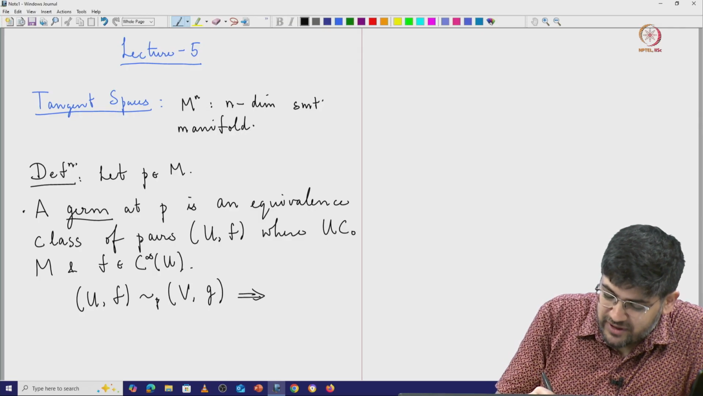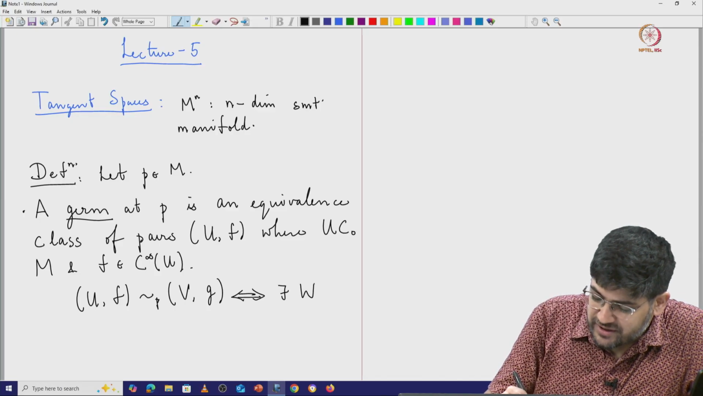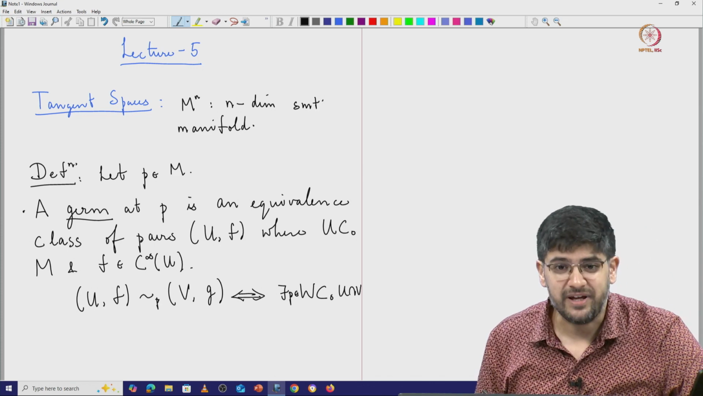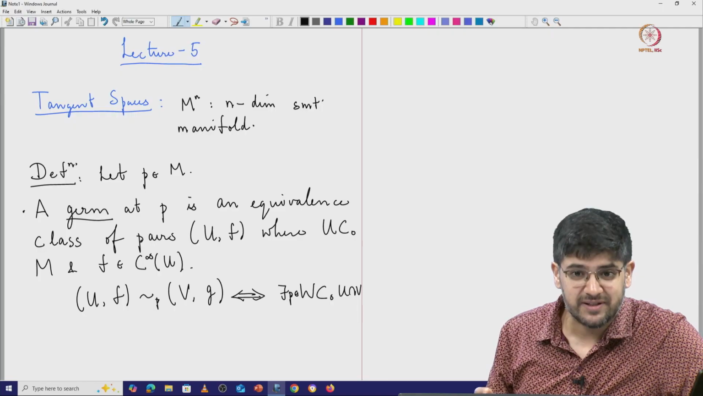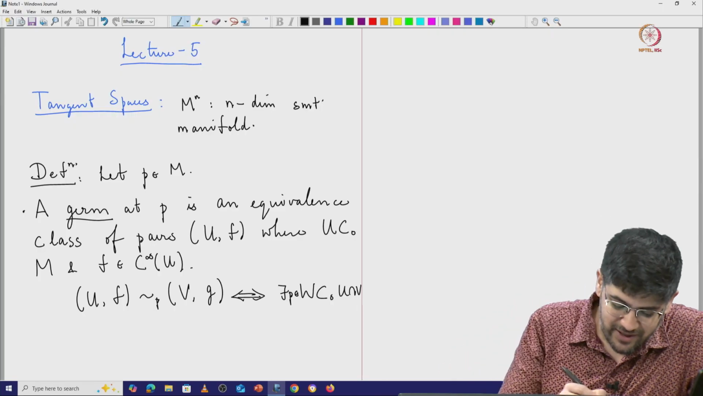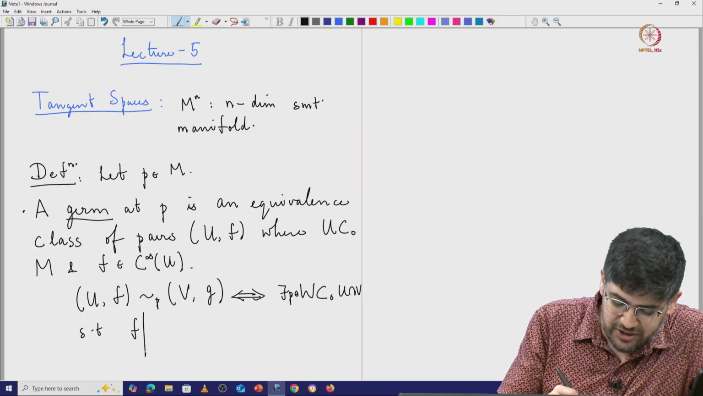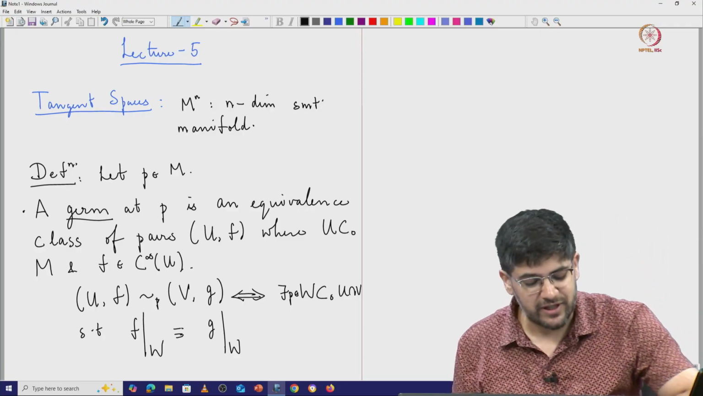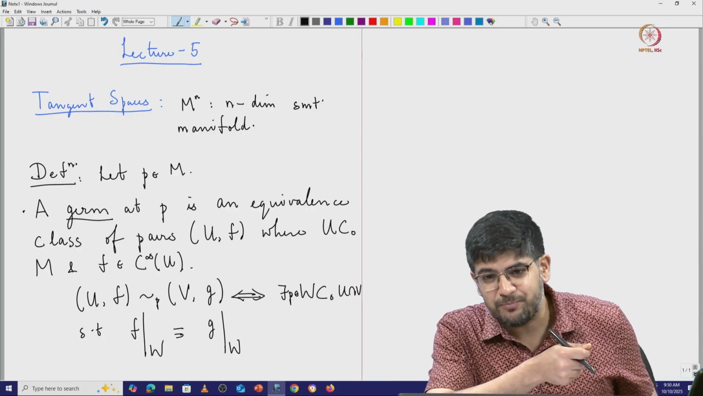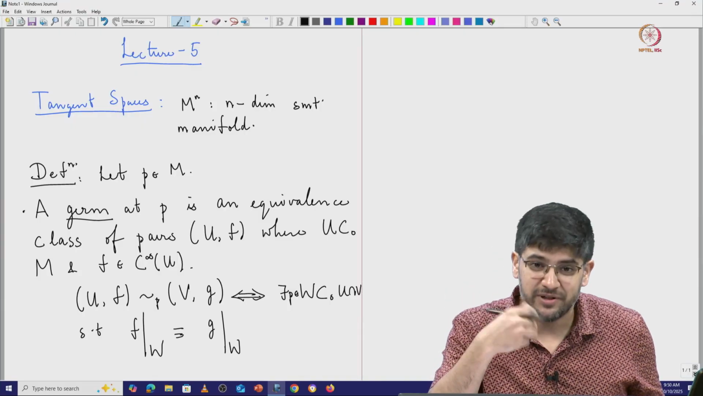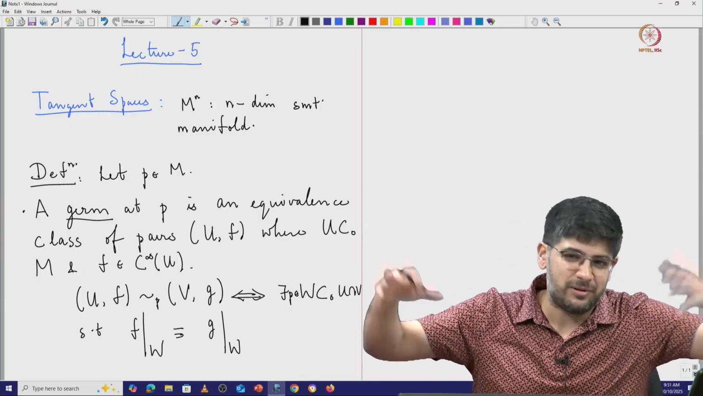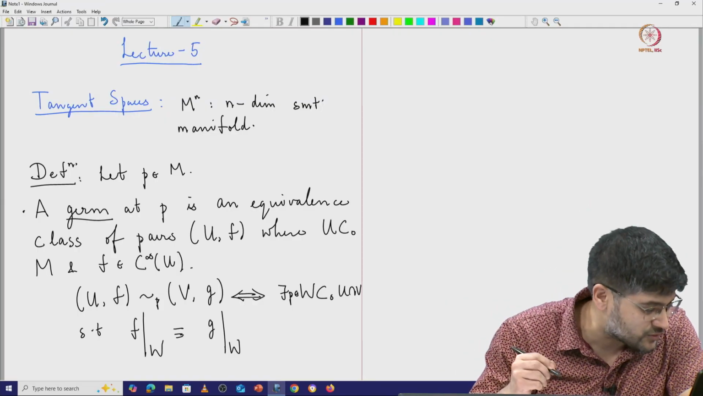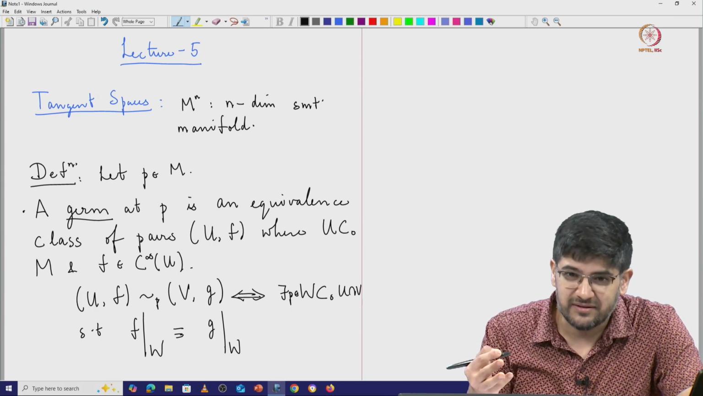If and only if there exists an open subset W of U intersected with V which contains the point P. So there is an open neighborhood of P which is contained inside both U and V, such that the restriction of F to W is identically equal to the restriction of G to W. So that means locally near P both F and G actually represent the same function. Away from P they might have different values, you do not care, but at least near P they will have the same values. So then we call this pair equivalent.